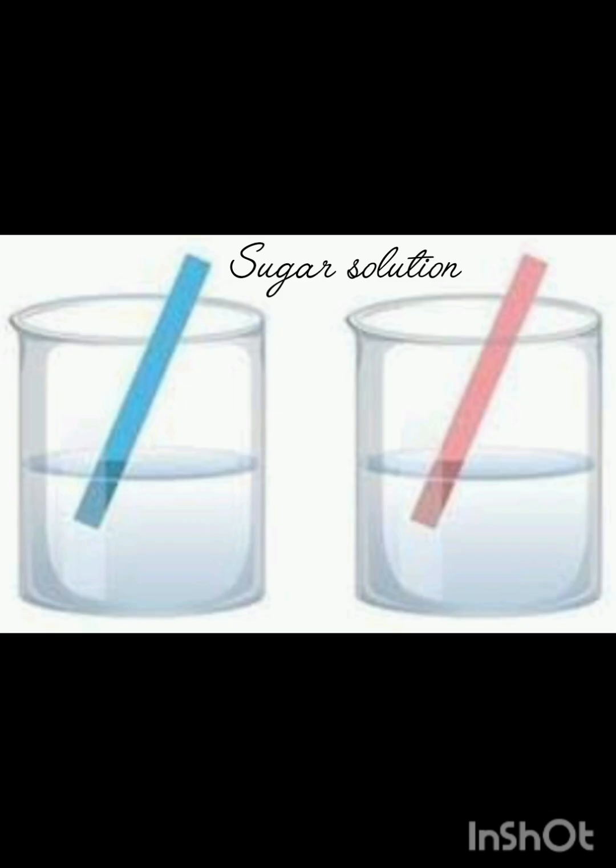Now we will take another solution, like sugar solution. When we dip a red and then a blue litmus paper in the sugar solution, students, the sugar solution has no effect on litmus paper. This is because sugar is a neutral substance and does not react with either acid or base indicators like litmus.